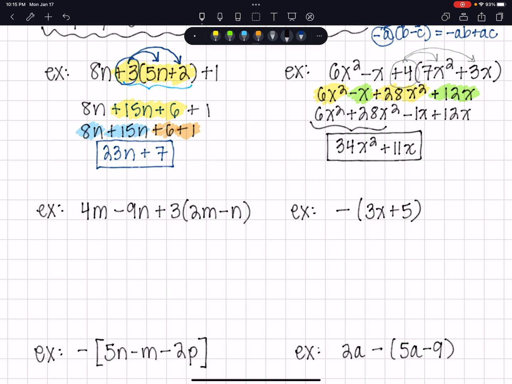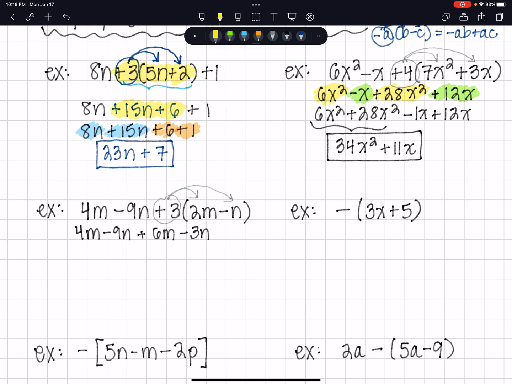Okay, let's try another. 4m minus 9n plus 3 times the quantity 2m minus n. We're going to need to once again distribute that positive 3. And if you want to pause here, seeing that this is very similar to the other problems, you can press pause and try it and then check your answer. We've got 4m minus 9n plus 3 times 2m is 6m, and 3 times negative n is negative 3n.